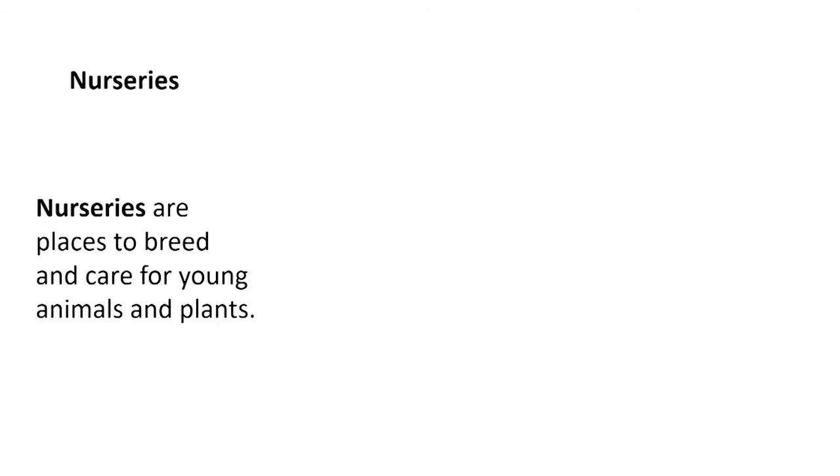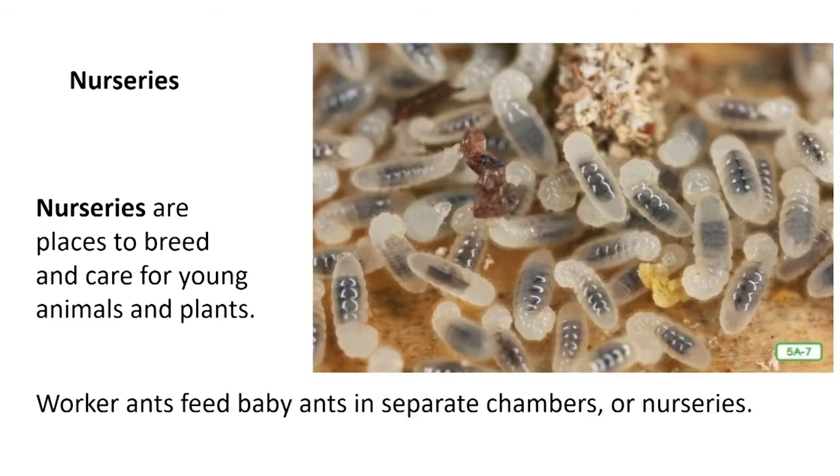And our last word is nurseries. Say the word with me. Nurseries. Nurseries are places to breed and care for young animals and plants. Listen to me use it in a sentence. Worker ants feed baby ants in separate chambers or nurseries.